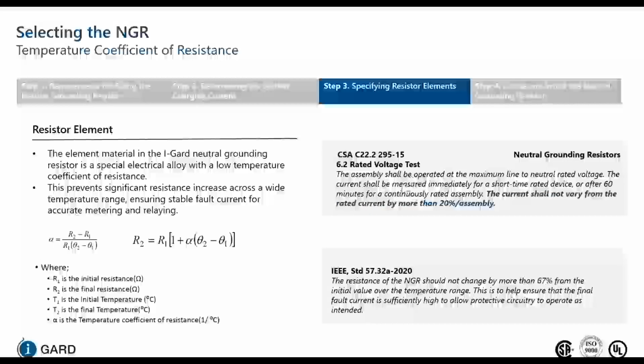So CSA 295-15, which is being rewritten right now, the rated voltage test. The assembly shall be operated at a maximum line to neutral rated voltage. The current shall be measured immediately for a short time rated device right before the end of the time rating. So if your time rating is 10 seconds, at 9.9 seconds, you're going to measure the current.